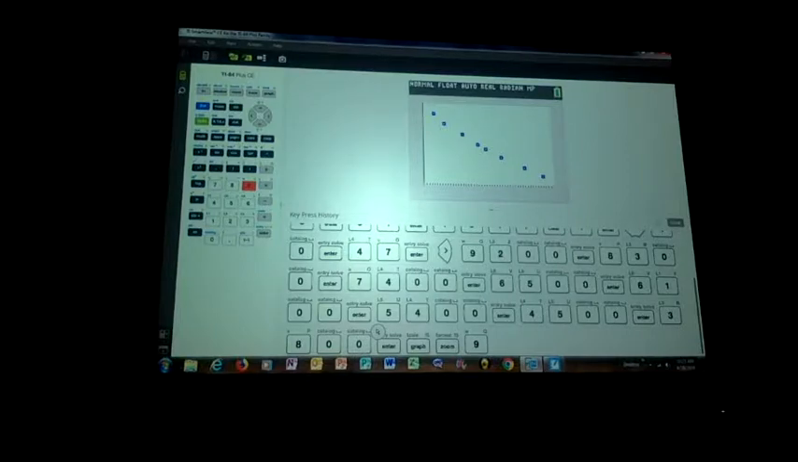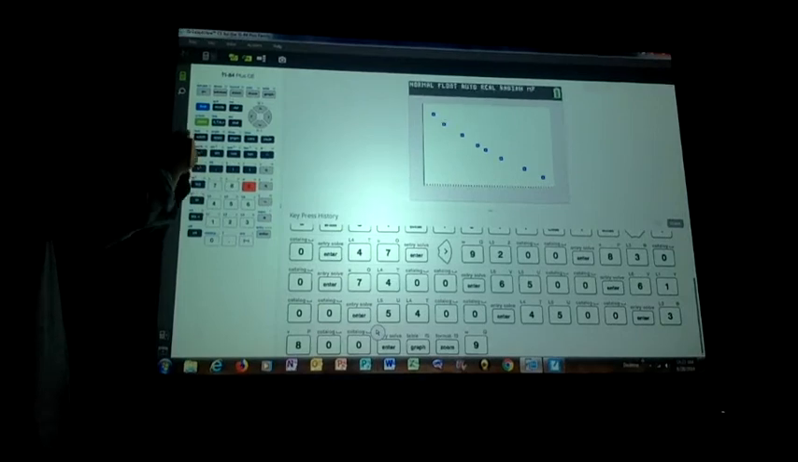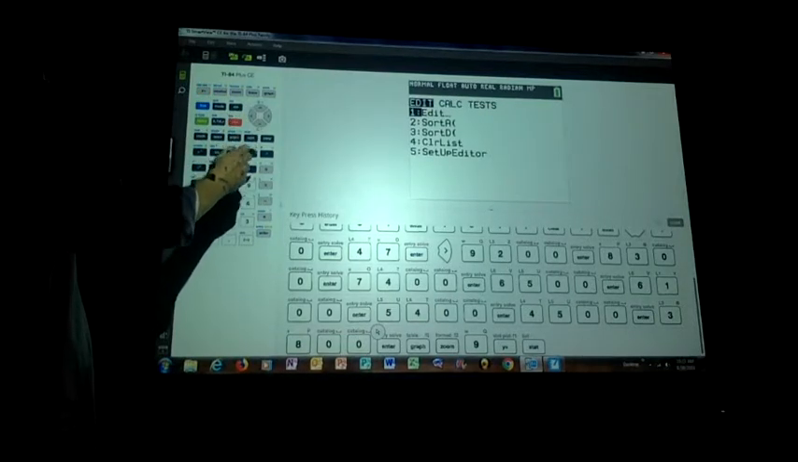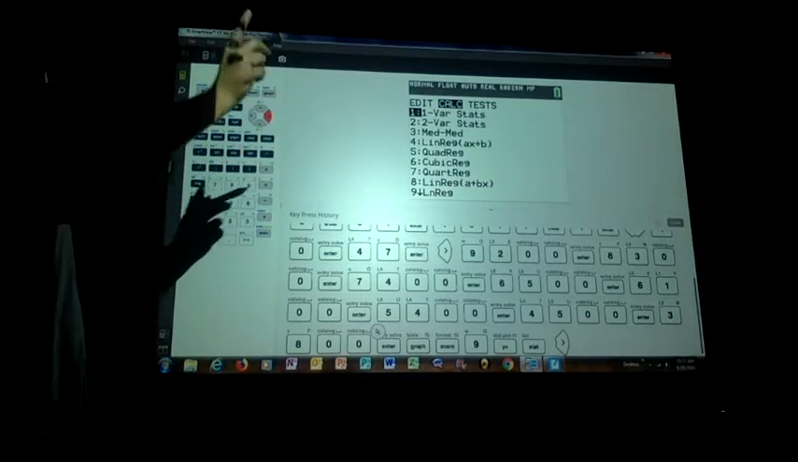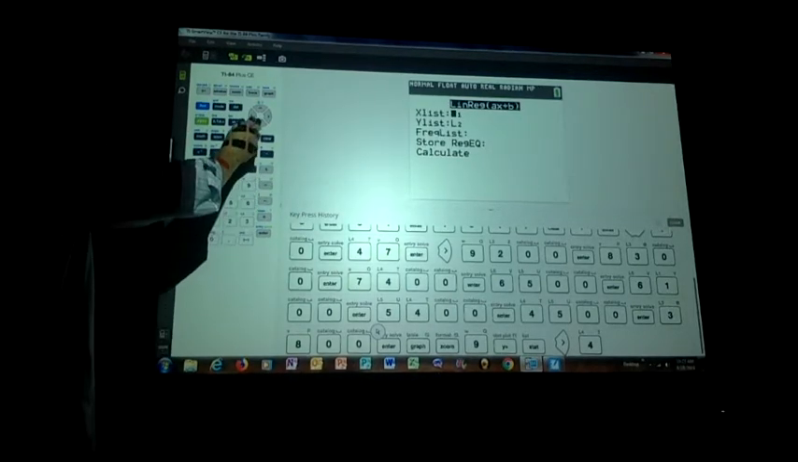So I want to find my line of best fit now. How do I go about it? Let's let the calculator do the work. Where do I make the line of best fit? Stat. Okay, calculate, so LinReg, number 4, not 8 because we're not doing that one. Right. Good.